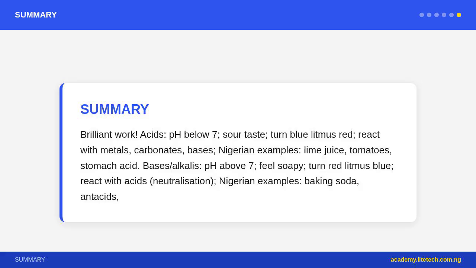For homework, use red cabbage juice as a natural indicator to test the pH of 5 liquids from your home, e.g., lime juice, water, soap solution, baking soda solution, vinegar. Record the color change and identify each as acid, neutral, or alkaline.